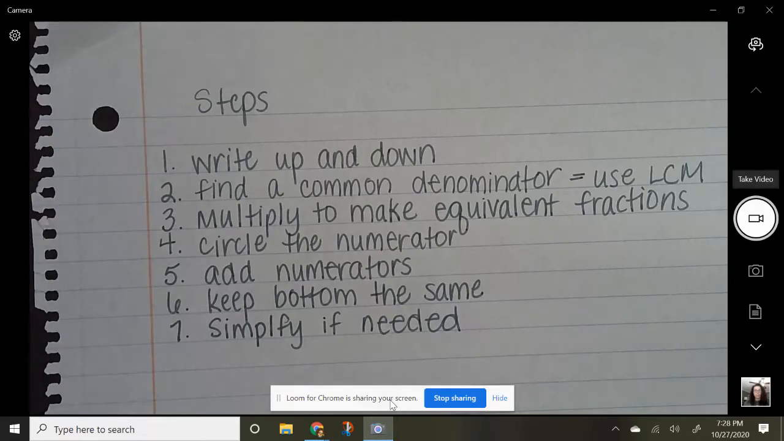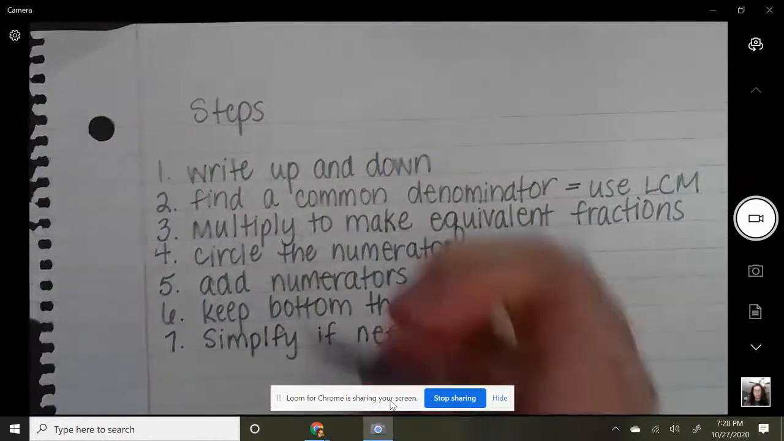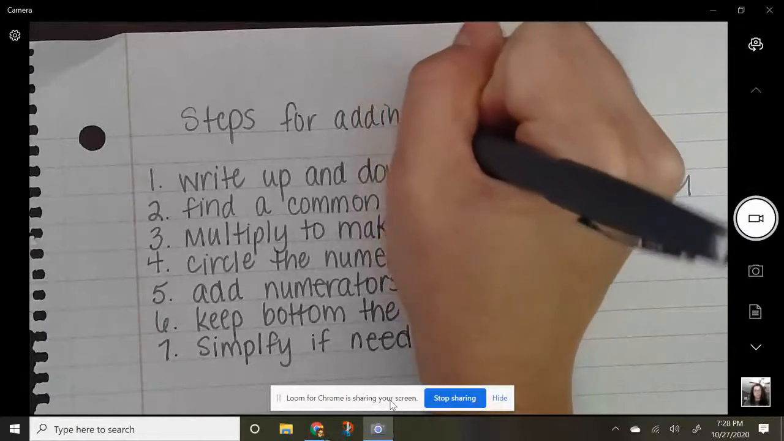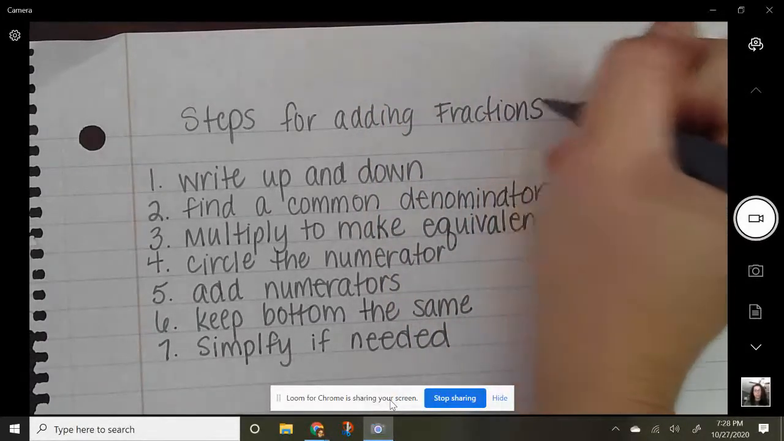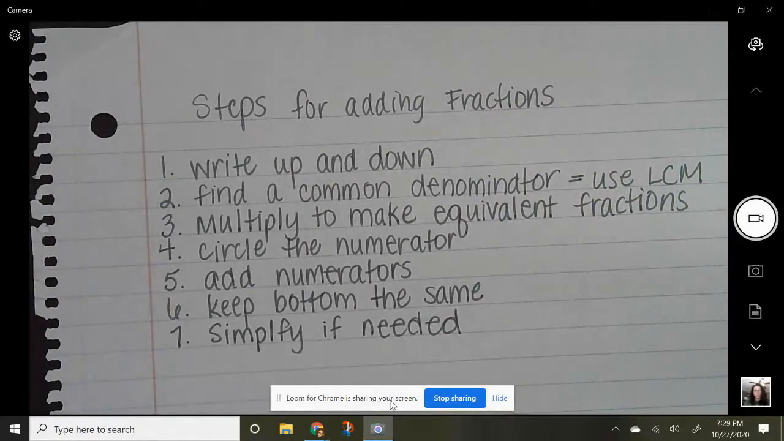Okay, so we're going to do another lesson on adding fractions. I already wrote out the steps for adding fractions. Take a moment and look those over real quick. We're going to try some out.